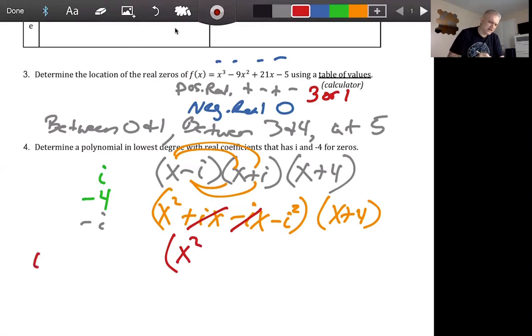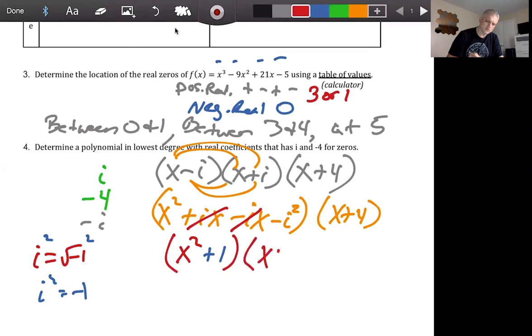Well, remember, I is the square root of -1. So if I square both sides, I get that I squared is, remember the square root and the square are inverse operations, they cancel, I squared is -1. So never give me I squared in your answer. You have to simplify it down to -1. So this is minus -1, which is plus 1. We're going to multiply that by x plus 4.